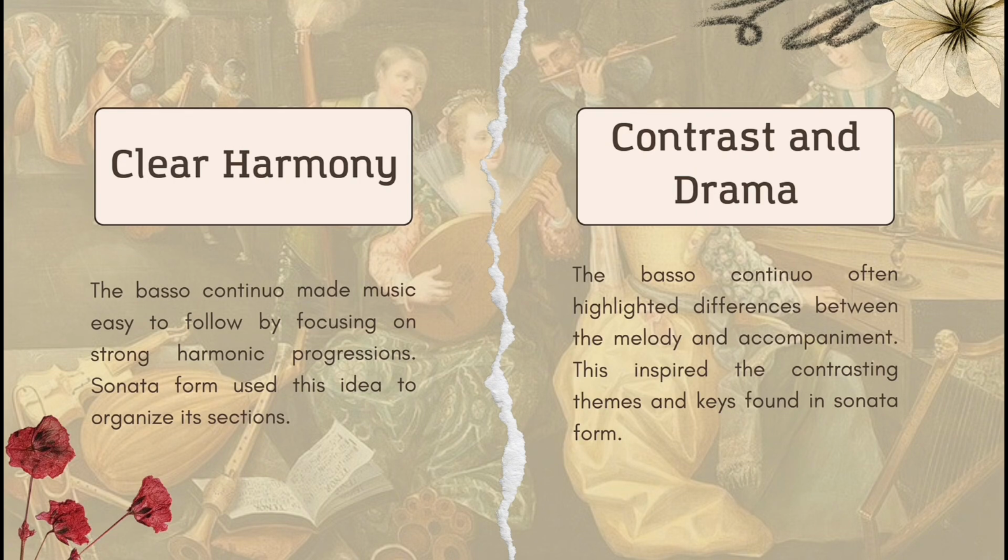The Basso Continuo often highlighted differences between the melody and the accompaniment. This inspired the contrasting themes and keys found in sonata form. Example: Beethoven's Pathetique Sonata, Piano Sonata No. 8.